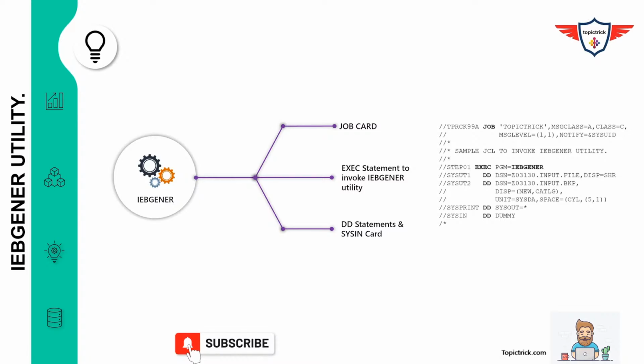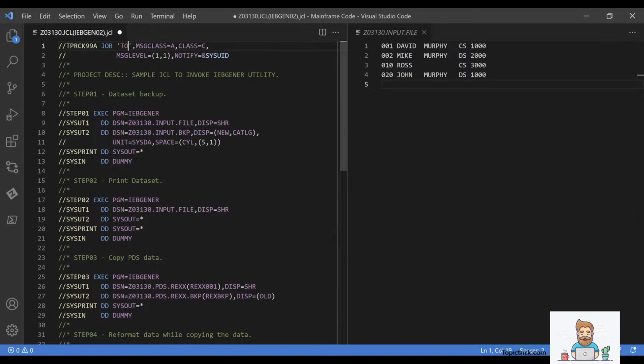Now before I show the live demonstration of how you can use the IEBGENER utility to perform various operations, let me ask an interview question. What is the basic difference between the IEBGENER utility and the IEBCOPY utility? If you know the answer, then write it down in the comment section. Otherwise, I'll give you the correct answer in the last section of this presentation.